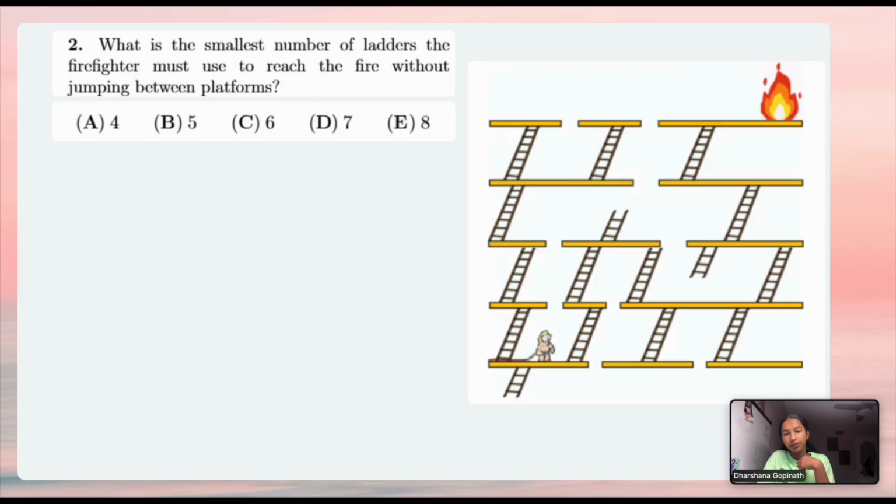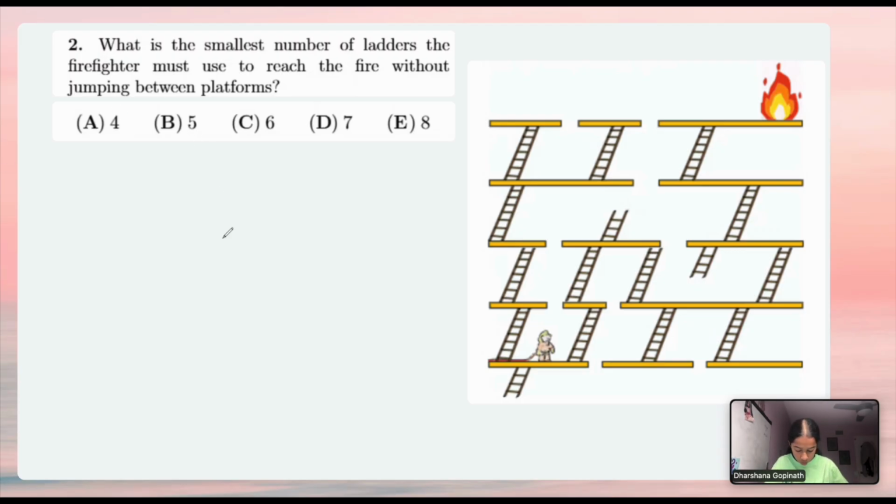What is the smallest number of ladders the firefighter must use to reach the fire without jumping between platforms? Just to clarify, the platforms are these big yellow boxes. When they say the firefighter can't jump between the platforms, they mean that if the firefighter was here, then he can't get to over here because there's no ladders between them, and he can't jump over this gap here.